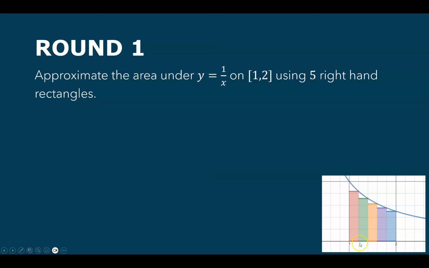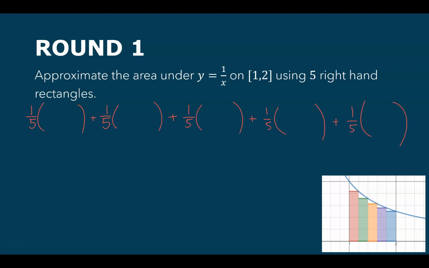Okay, so I have this little guy right down here. We're going to approximate the area under 1 over x on the interval 1 to 2 using 5 right-hand rectangles. The first thing we need to do is figure out how wide each of those rectangles are. So each of those rectangles is 1/5 wide. Why 1/5? Well, how far is it from 1 to 2? 1 wide divided into 5 equal-sized pieces is 1/5.